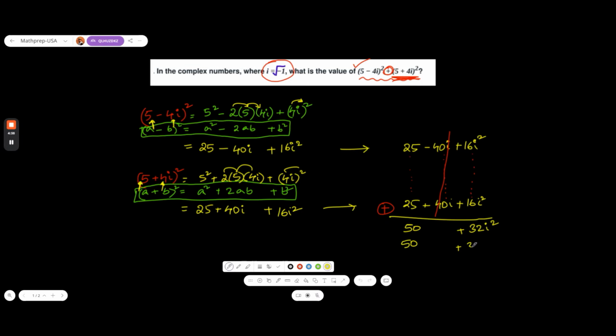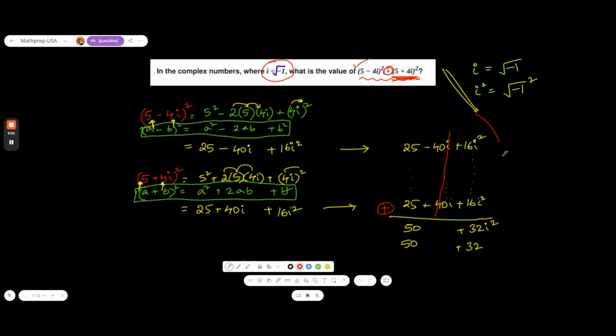plus 32. Then what is i square? So here let me take separately what is i square. We all know that i equals square root of negative 1. So what is i square? It is the square root of negative 1, squared. Agreed?